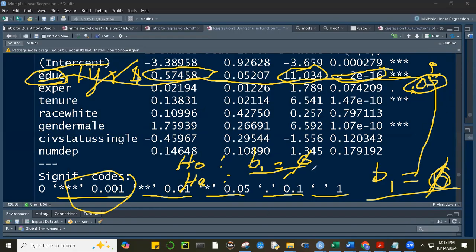Okay, why are we rejecting that B1 is equal to 0? Because the P-value is less than 0.05. Now, this 2e to the minus 16, how do you write this? So e to the negative 16 means you move 16 places to the left. From 2, move 16 places to the left. So that's actually 0.00000, 15 zeros, and then 2. So that's the value of your P here.